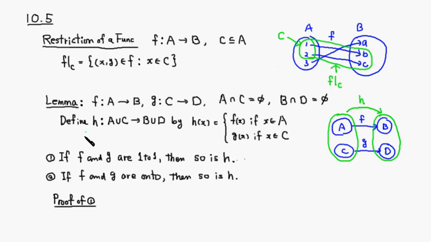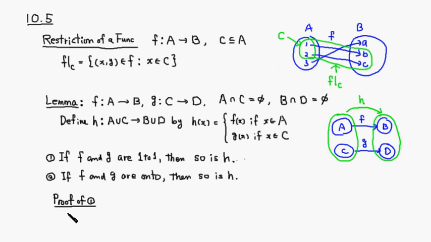Then the statement is, first, if f and g are 1 to 1, then so is h. So h is also 1 to 1. And the second statement is, if f and g are onto, then h is also onto. So let's prove the first statement.